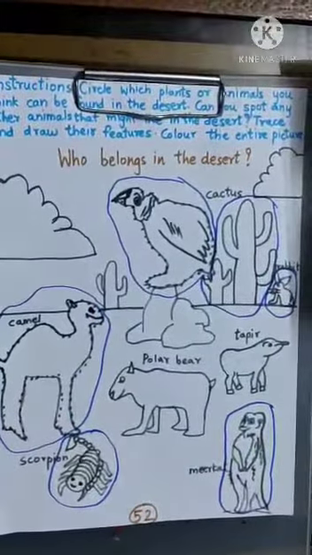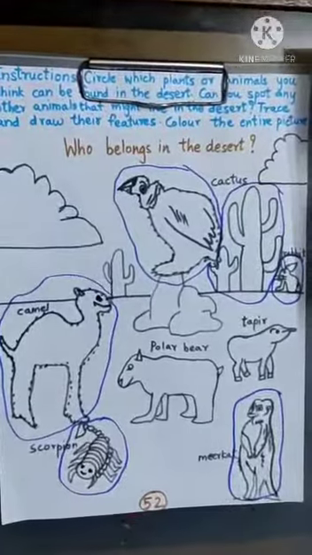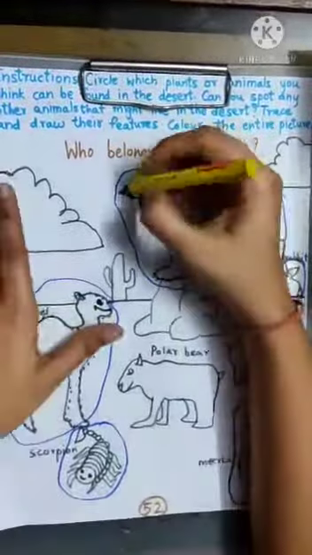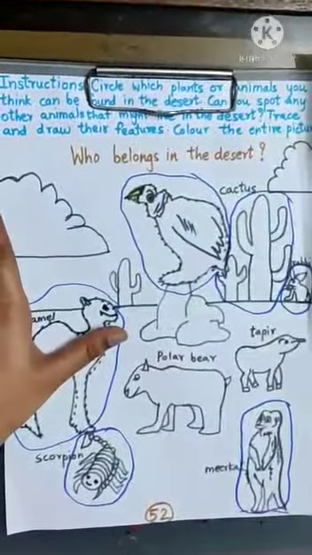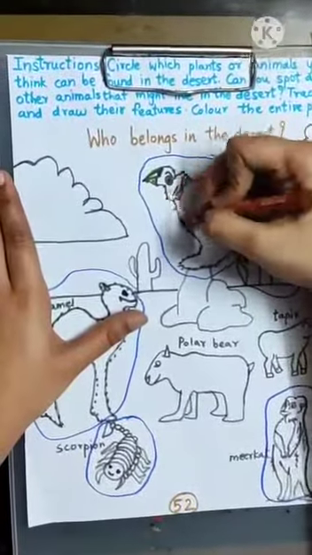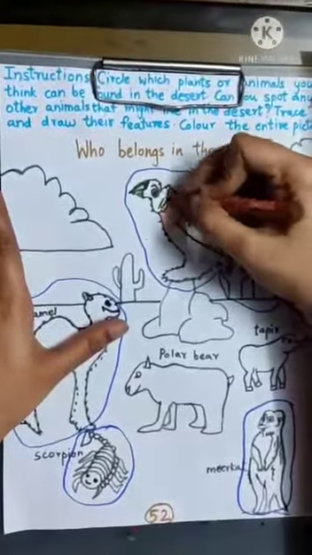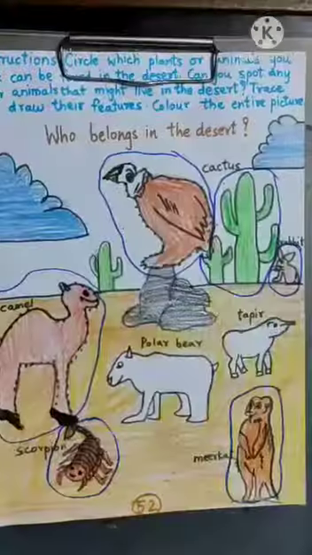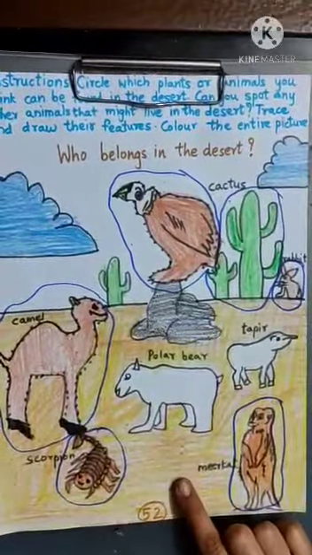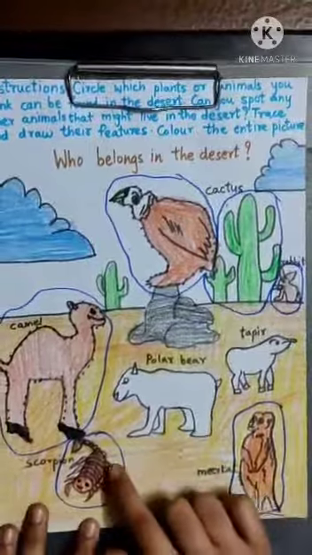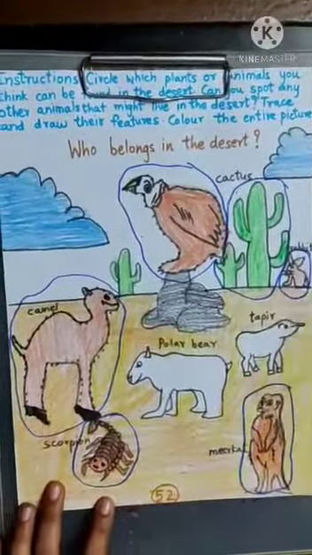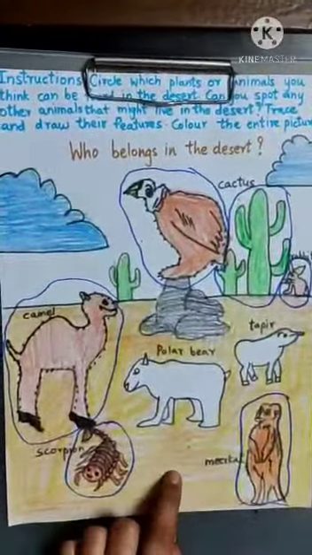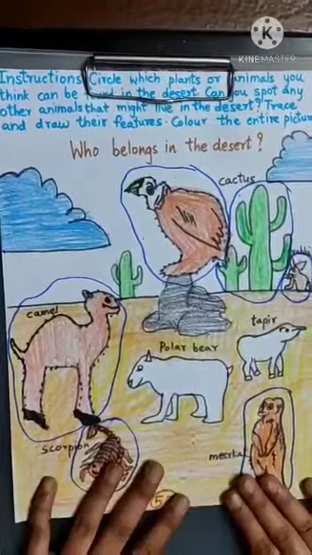Now we have to color the entire picture. I am starting with vulture. For coloring this part, that is of the sand, you have to use brown and yellow crayons together. So it will look like sand, okay? And this is the picture of desert.